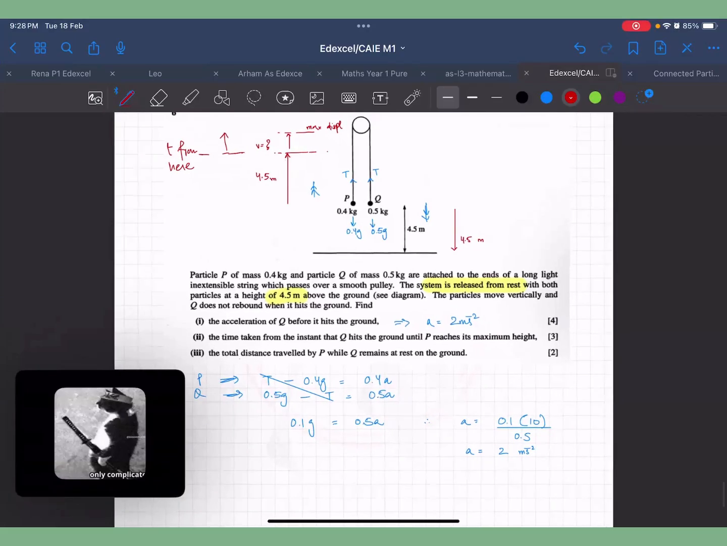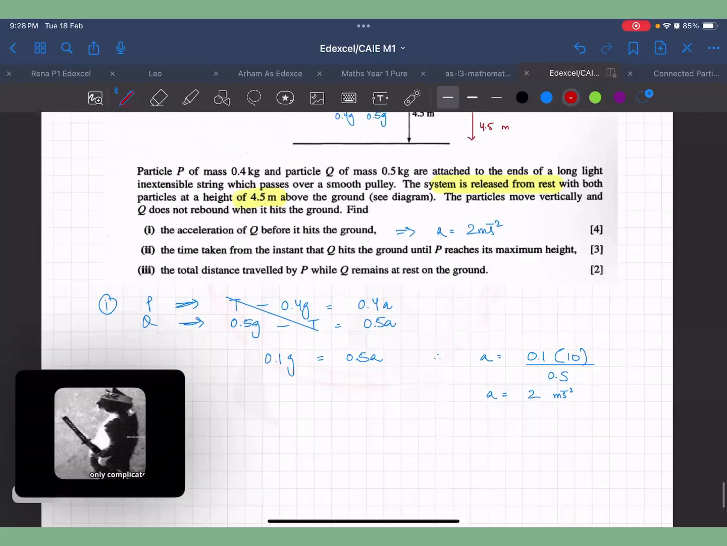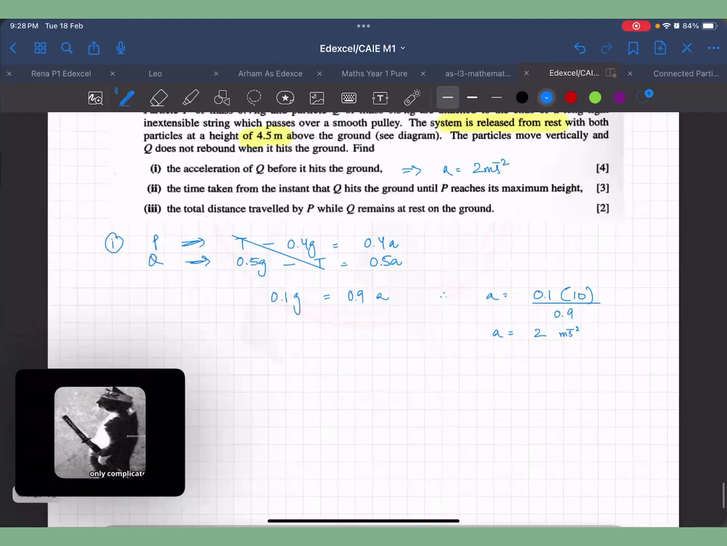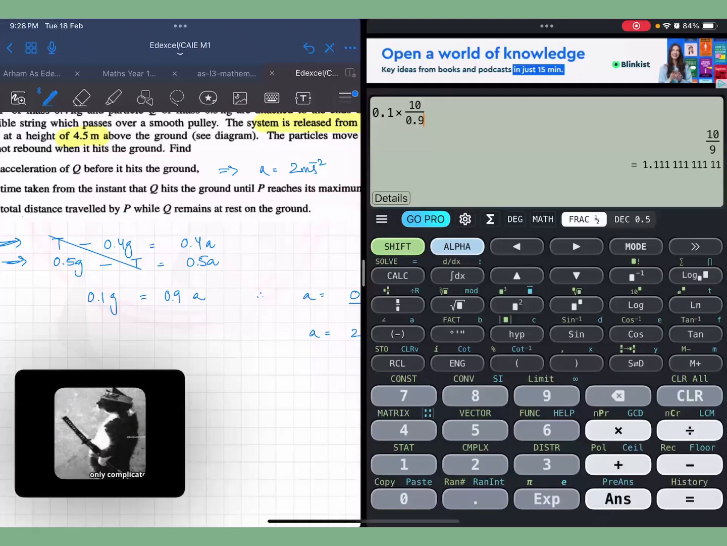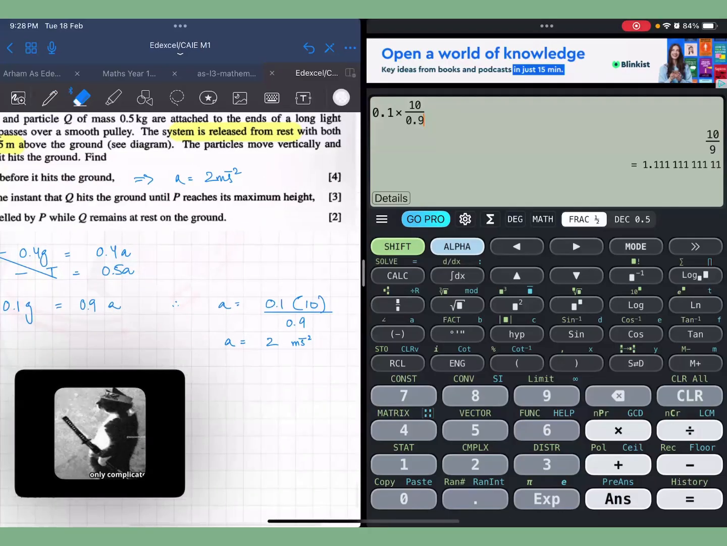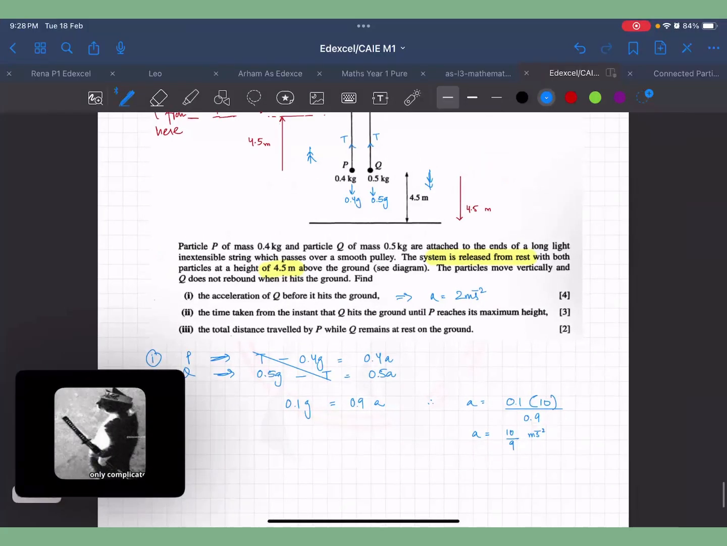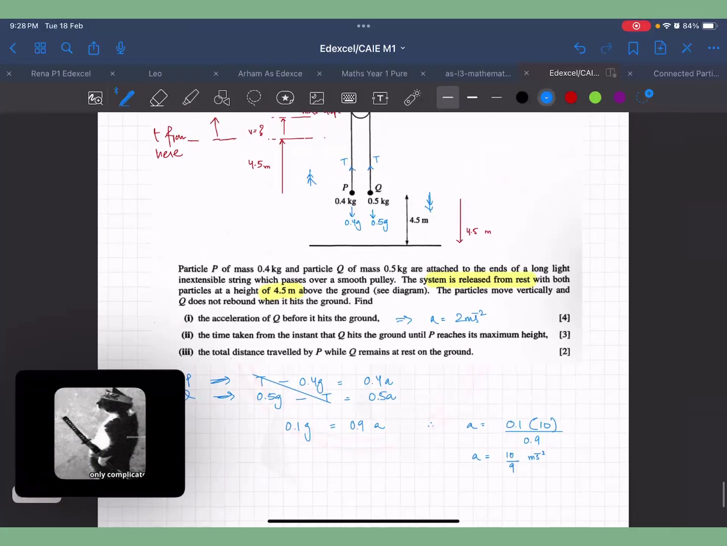Sir, how is it 0.5 in 0.9? Sorry, 0.4a plus 0.5a is 0.9a. So this would be 0.9, so the acceleration is 1.111, or 10 over 9 meters per second squared. Good. Okay, the rest of it.